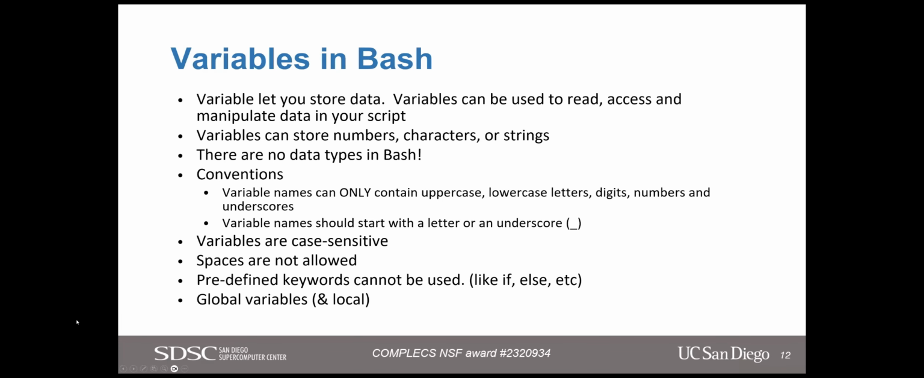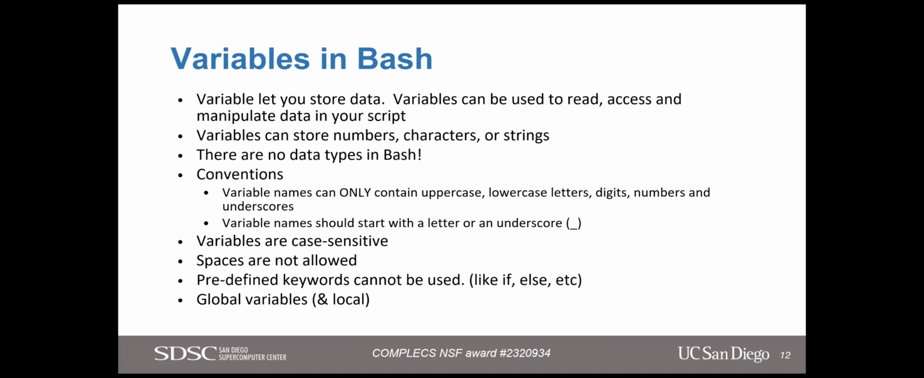So with all things, the first thing we need to be able to do is to handle variables. Variables are going to let you store data. Then you can use those variables to read, access, or manipulate other data in your script. Variables can store numbers, characters, and strings, but it's important to note that there are no specific data types in Bash. So how those variables are going to be handled depends on the operations you use on them and the syntax you use with them.